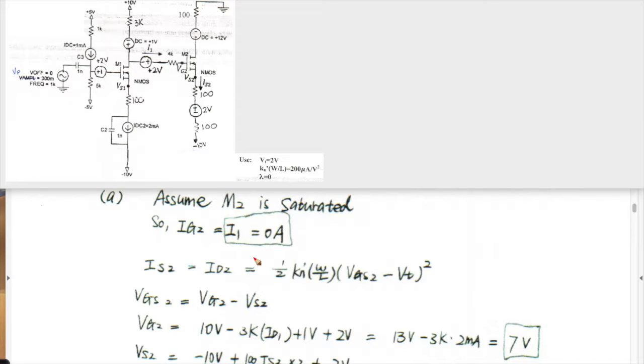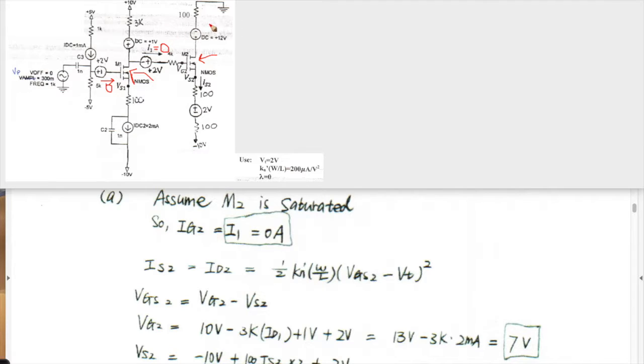For this circuit, the DC analysis is going to be performed. To start, we're going to assume that the transistors are saturated. So we're going to assume this is saturated and this one is saturated. That means that the currents into both of them are going to equal 0. So both of these currents are 0.